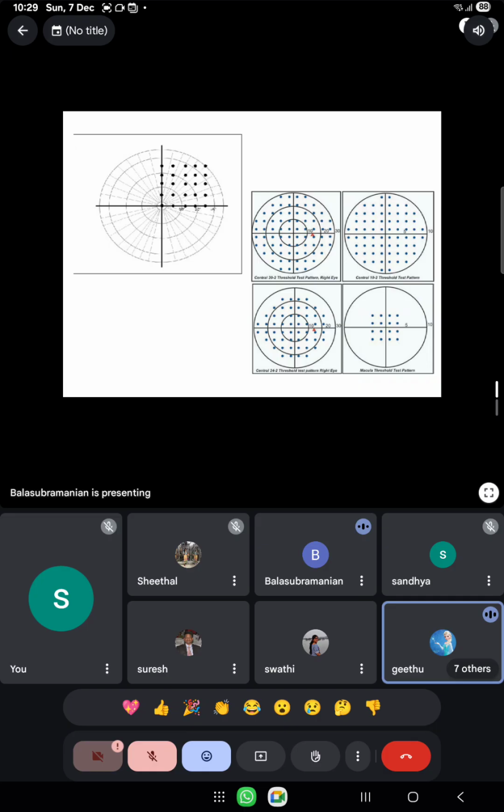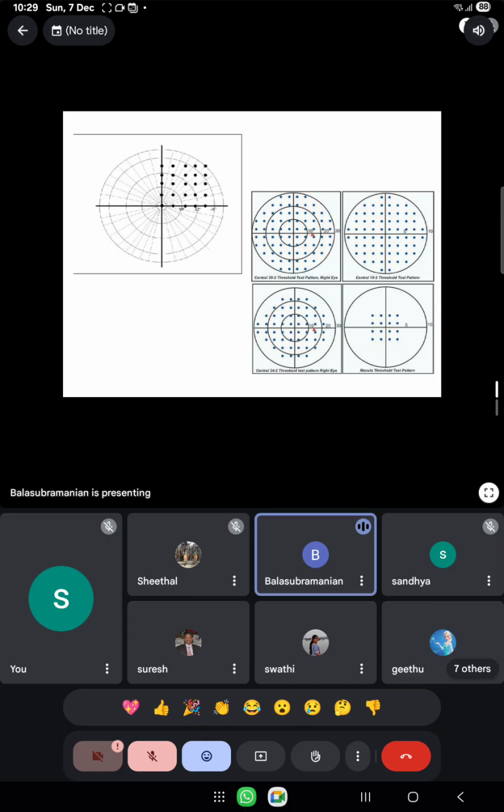Okay, ma'am. And on the right, when you see there are four small figures. Can you tell me what is the difference? It's actually labeled.